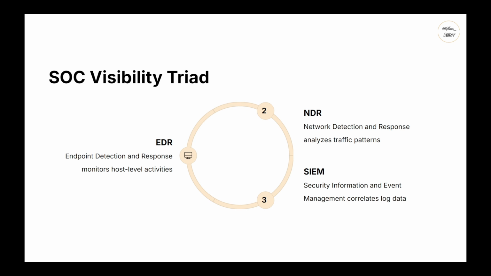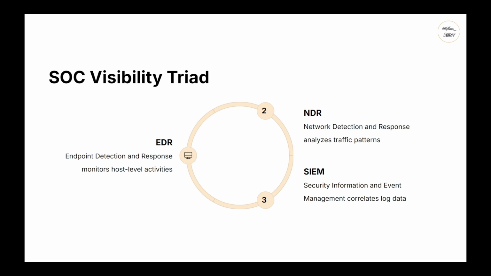Next is EDR, which is endpoint detection and response. EDR monitors activities on individual hosts or devices, tracking things like process creation, file modification, and registry changes. This gives analysts detailed insight into what happens on user machines and servers, making it essential for investigating malware infections or privilege escalation attacks.